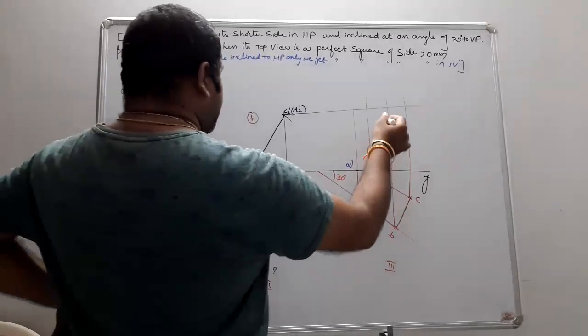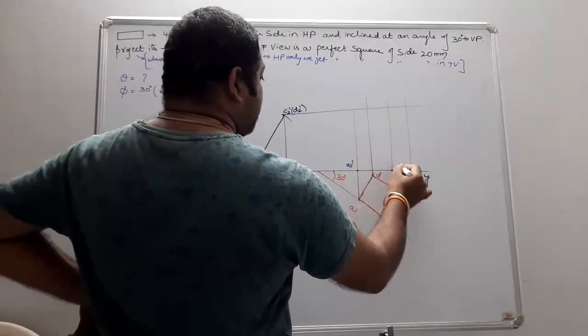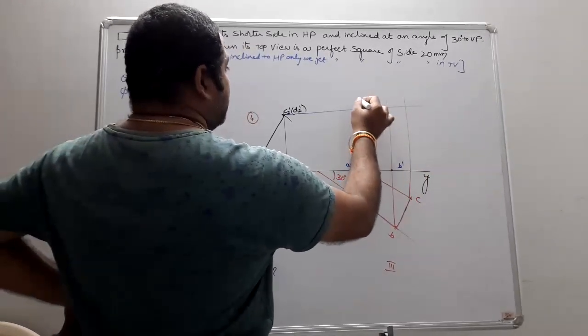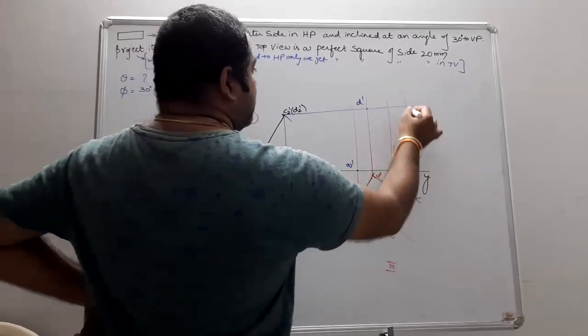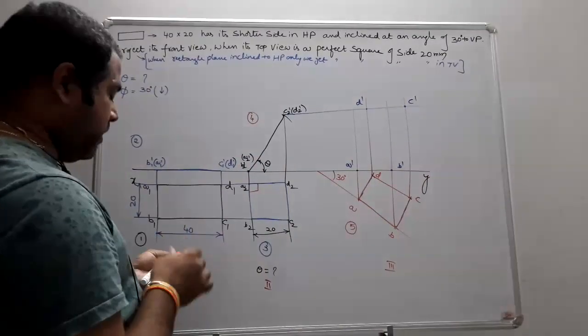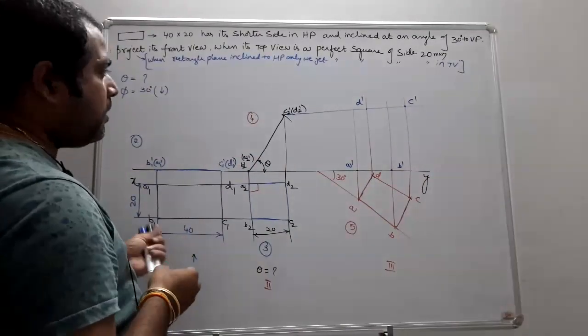and this becomes your B dash. So this is D dash and this is C dash. Now join all the points. This is AB.